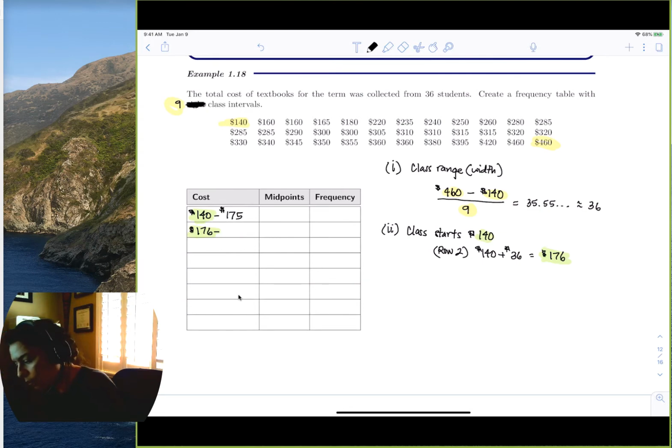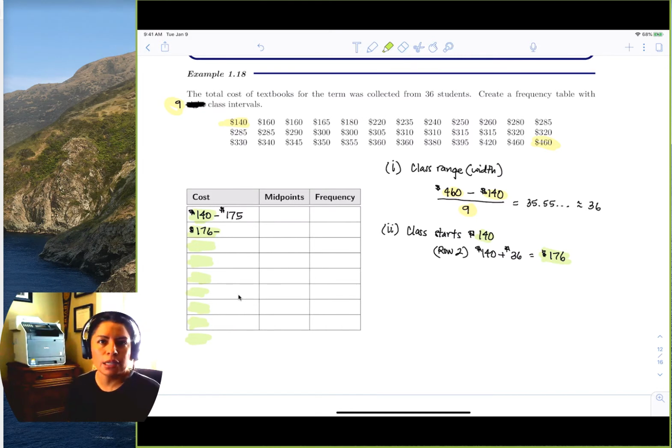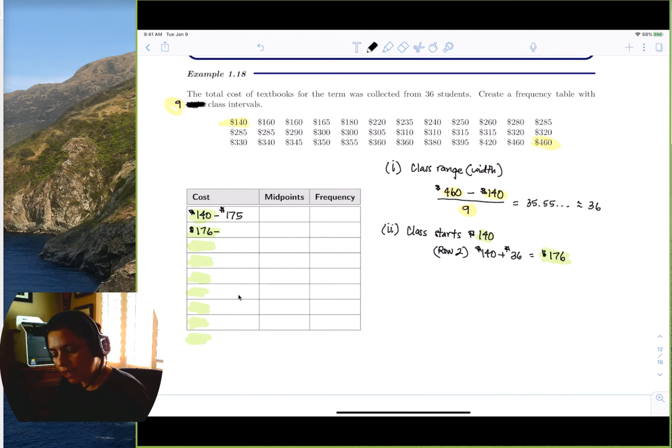So it's important that we get all these lower limits down first, and then we can go ahead and do all those upper limits just $1 less than that next lower limit. So let's go ahead and do that. You'll take 176 and add 36 and get 212. And then add 36 for the next lower limit, which is 248. And then add 36 to get 284, and then so on. So I'll let you do the rest.